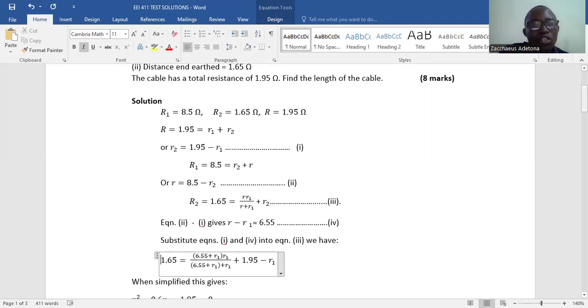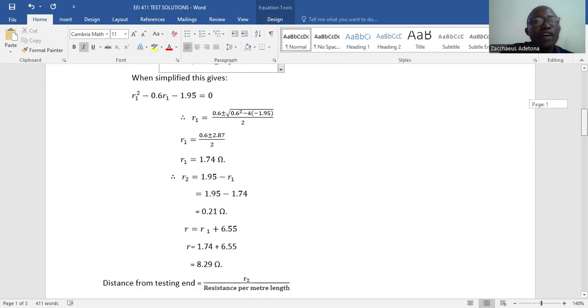To find this particular equation, what do we have? We have the quadratic expression R1 squared minus 0.6 R1 minus 1.95 equals 0. So that we can solve this quadratic equation for R1. And that gives us R1 equals 0.6 plus or minus the square root of 0.6 squared minus 4 times (minus 1.95), all divided by 2. So solving that carefully, we have R1 equals 0.6 plus or minus 2.87 over 2.